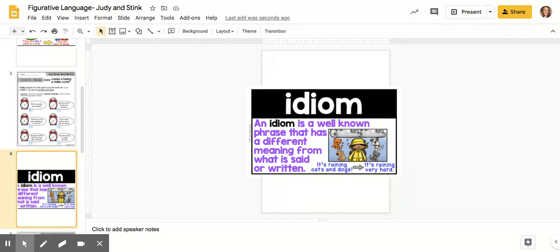Next one, idiom. An idiom is a well-known phrase that has a different meaning from what is said or written. So for example, it's raining cats and dogs. There are not actually cats and dogs falling from the sky. It means that it's raining very hard.